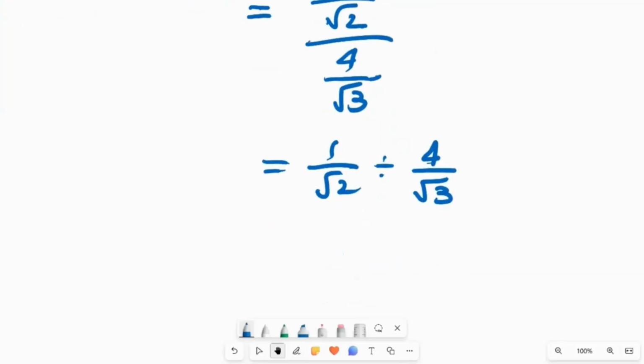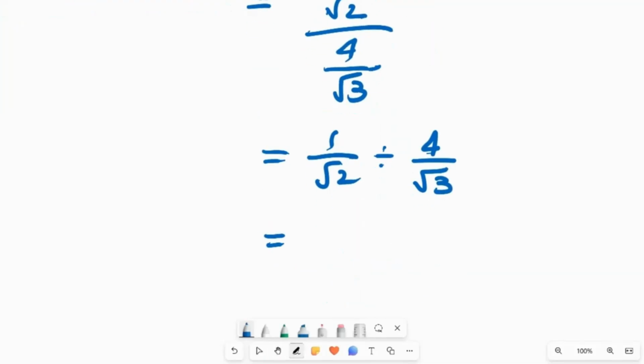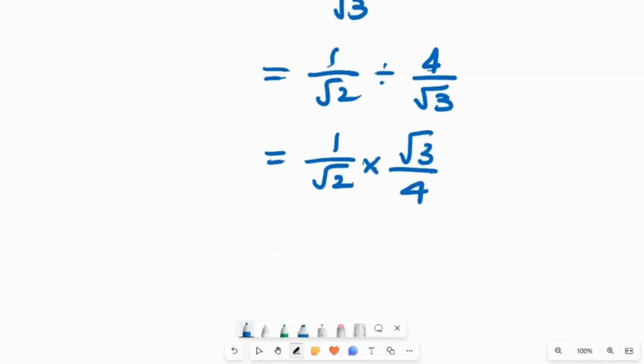And if I take the reciprocal of the second one, I can change the symbol from division to multiplication. So this would be 1 by root 2 multiplied by root 3 by 4. So the answer would be root 3 by 4 root 2. That is the answer of the second one.